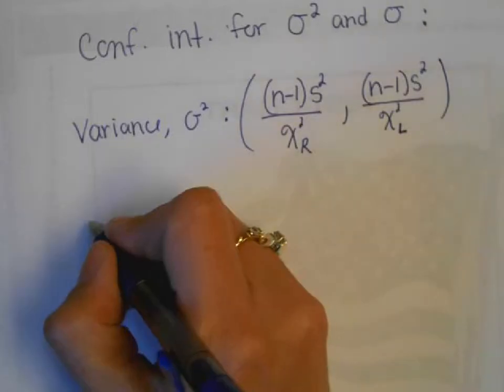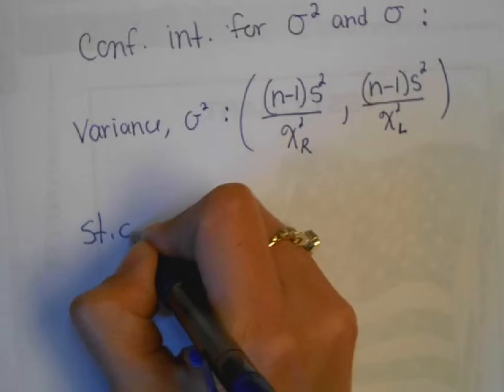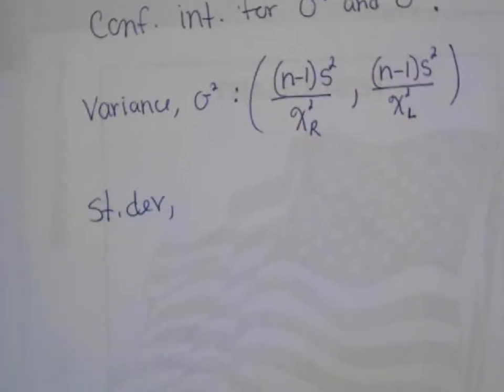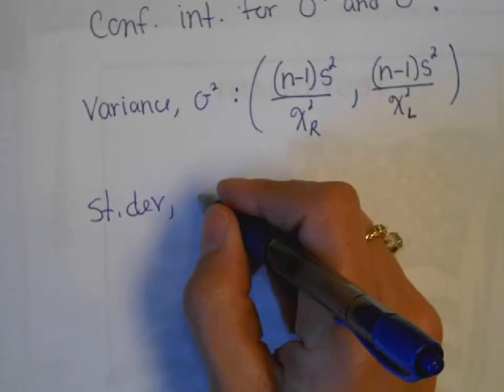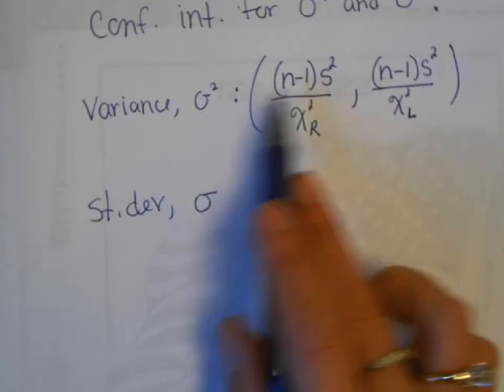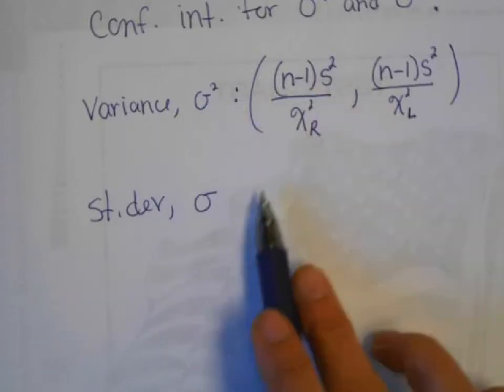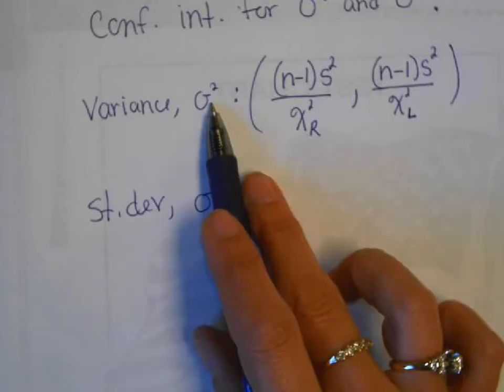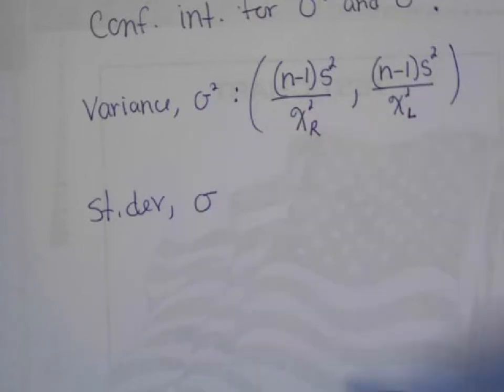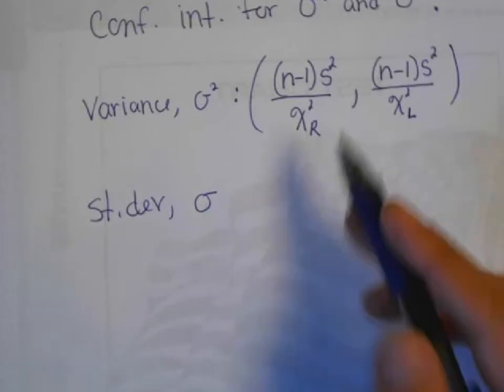And then the standard deviation interval. What's the symbol for population standard deviation? Just sigma. So if this is variance, where it's sigma squared, how do I get it down to just sigma? Square root of them. I'm just going to square root those two answers, and then I'll have the standard deviation interval.